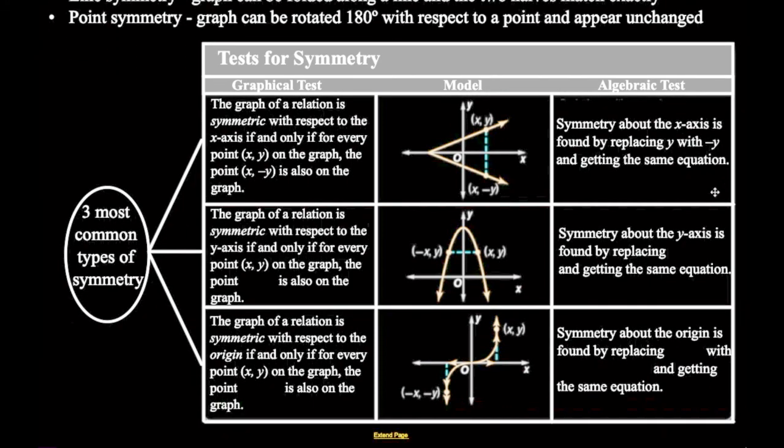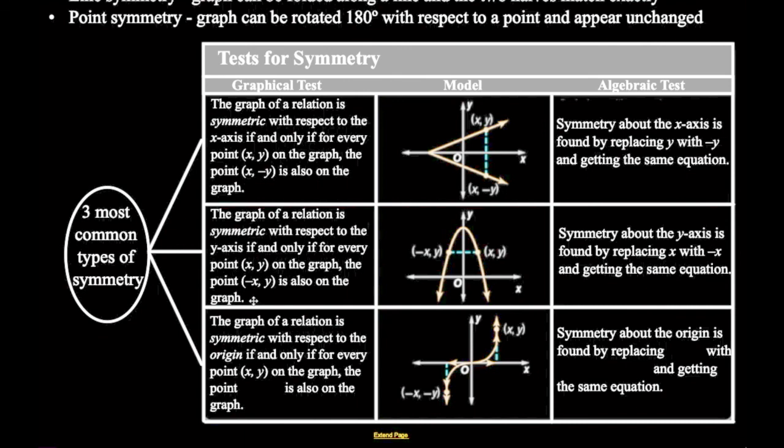The second kind of symmetry is with respect to the y-axis. We find that when every point x, y results in the point negative x, y, and again, replace the opposite variable with negative x. So it's symmetric about the y-axis if we get the opposite x value. It's kind of the opposites. You'll notice that they're the opposites. With x-axis symmetry, we get opposite y's. With y-axis symmetry, we get opposite x's.